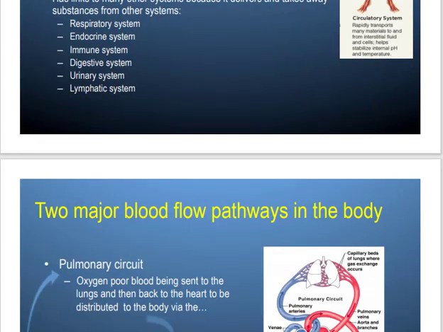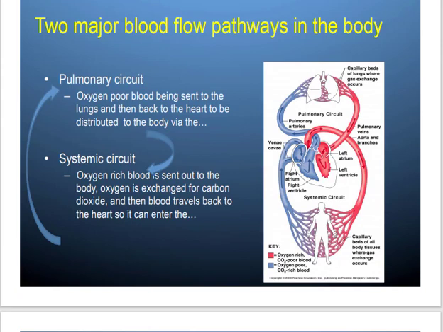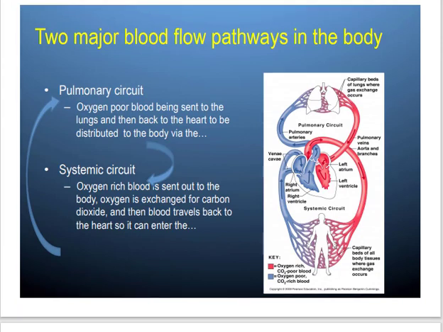Okay. As I mentioned before, and again, don't spend too much time on this, but there are 2 major blood flow pathways in the body. The pulmonary circuit is the smaller circuit that sends that oxygen-poor blood to the lungs to get new oxygen and then back to the heart. Because again, the blood has been out in the body, which is the systemic circuit. So the blood now has a whole bunch of oxygen. It's been filled up by the lungs.